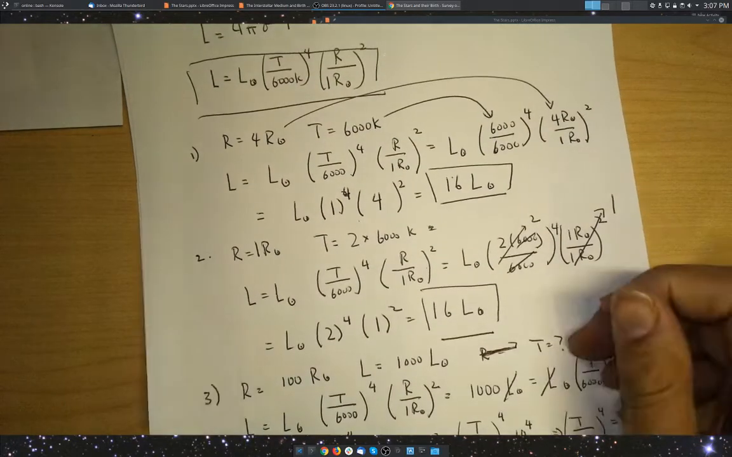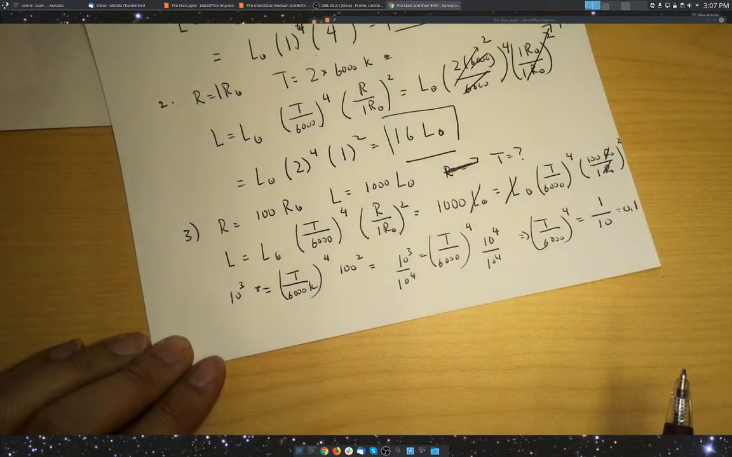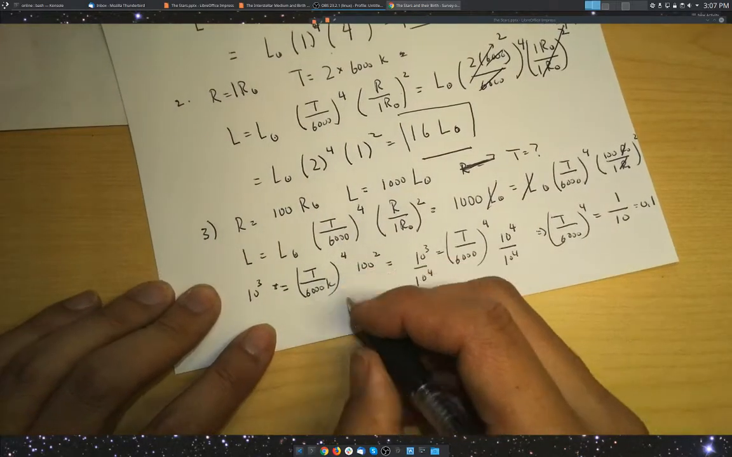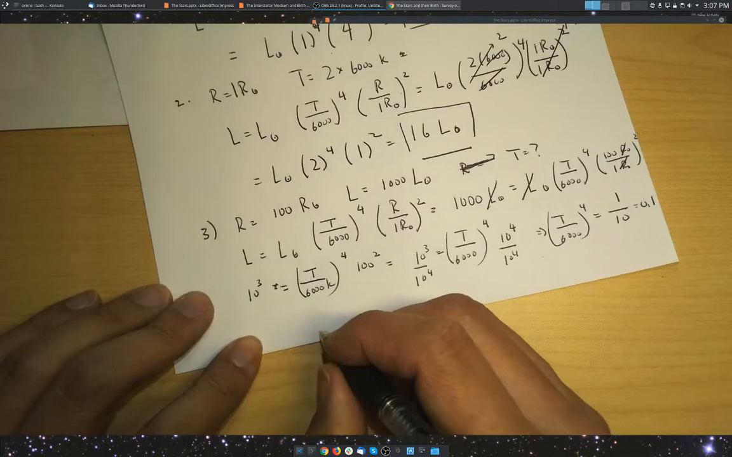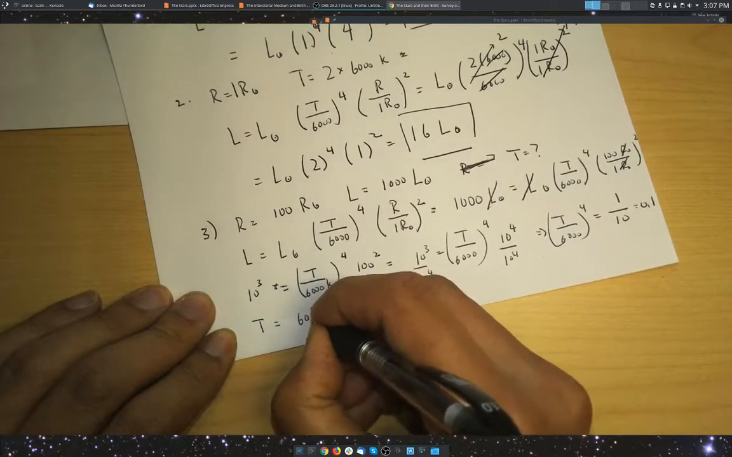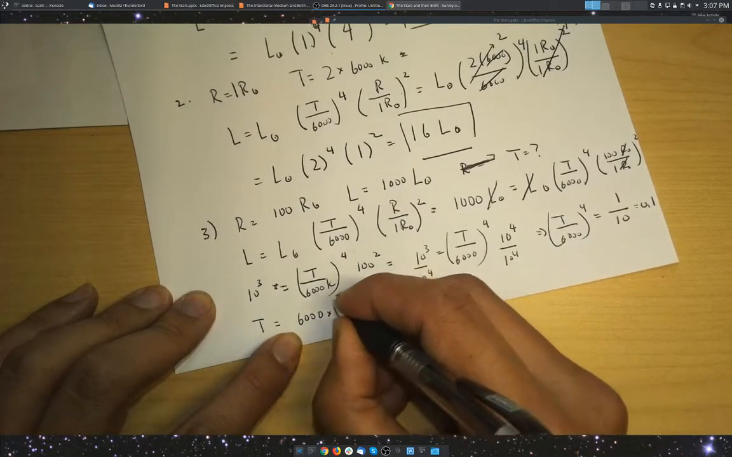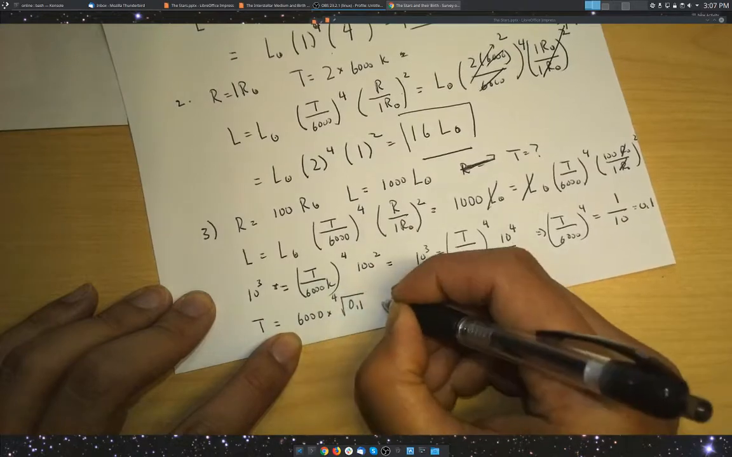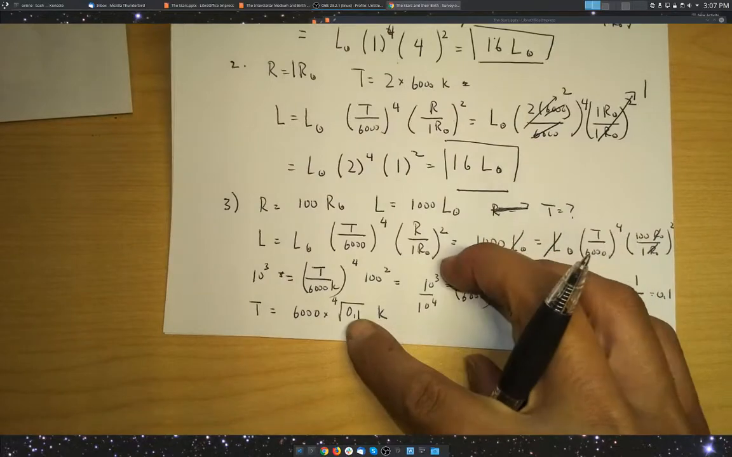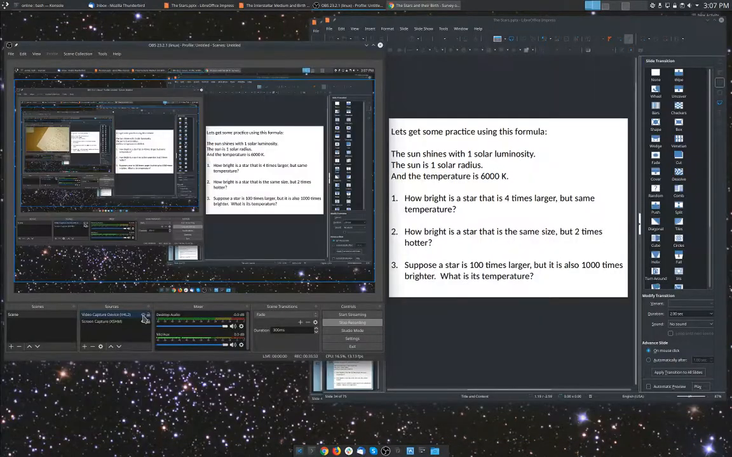I'll just tell you that this number is going to be pretty small. Let's see if I can think of what it is. It's close to the square root of 3, but I'll let you calculate this out. So T is equal to 6,000 times the fourth root of 0.1 Kelvin, right? And you can plug this into the calculator to figure out what this number has to be. All right, turn this off now.